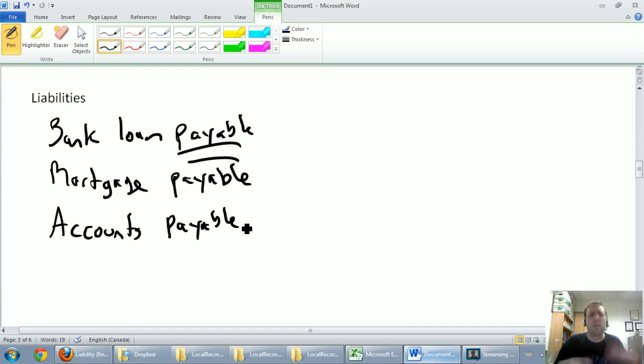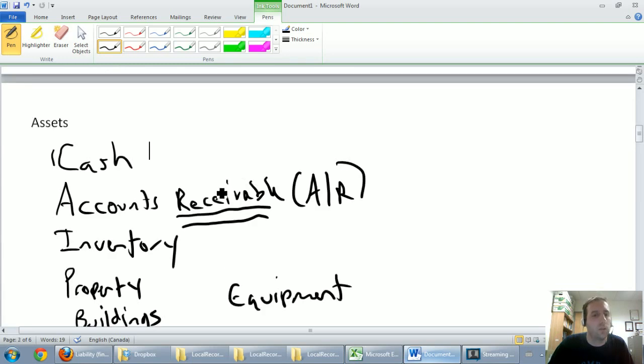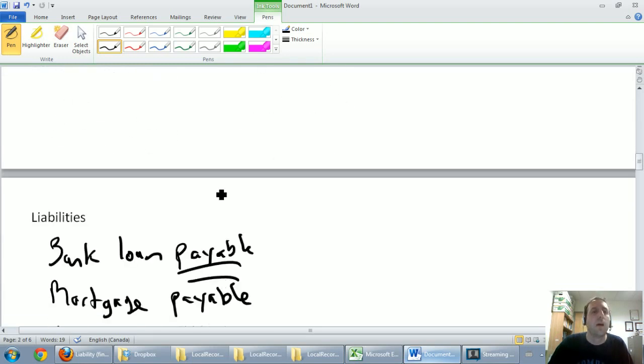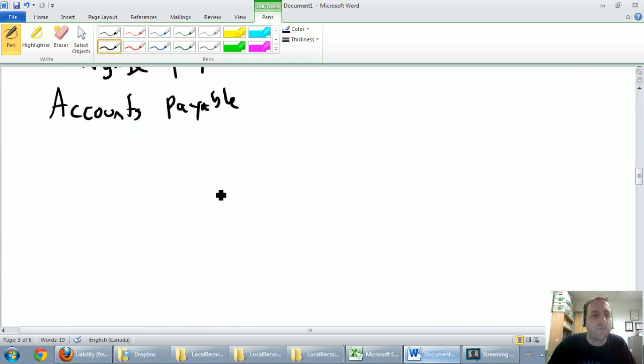There are other liabilities, but I just want it to stick in your mind that the word payable is often key here, but think of it in terms of anything that a company can owe. All right, on to our third topic. So again, we have assets, the stuff a company can own and control that's good for the company, and liabilities, the things that companies owe.